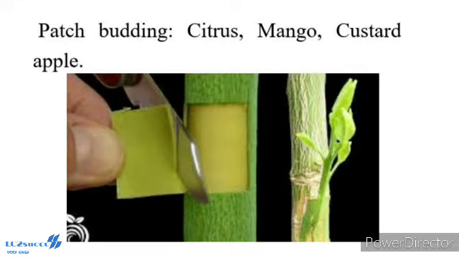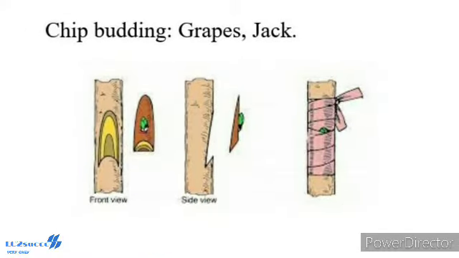Second budding, patch budding. It is a bud grafting. In this method, a patch of bark with a bud is removed from a scion wood. A similar rectangular patch of bark is removed from the stem of the rootstock just below the cut surface. The scion bud is placed in the rootstock and bandaged. Example, citrus, mango and custard apple. Third budding, chip budding. Chip budding, it is a bud grafting.